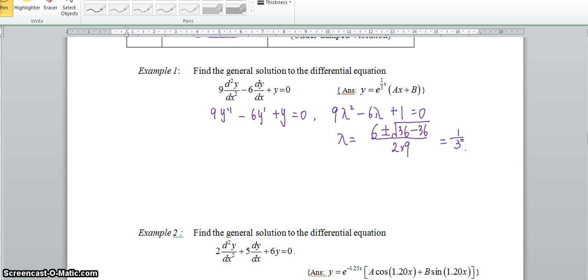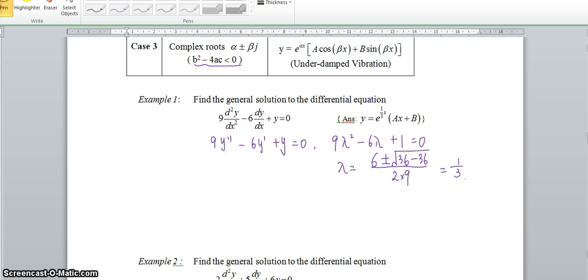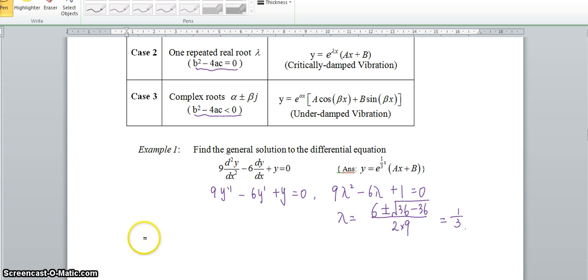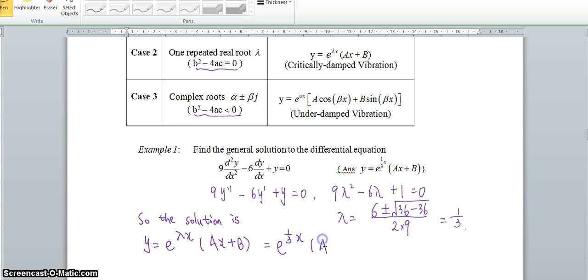And in fact, which case are we dealing with now? Both lambda values are the same. That means we are really dealing with case 2. And according to the result in case 2, the general solution should be y equal to e to the power of lambda x times ax plus b. So the solution is e to the power of a third x, since the lambda value is a third, times ax plus b. And we're done.